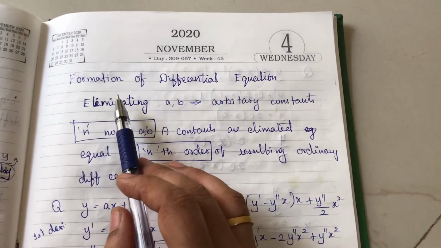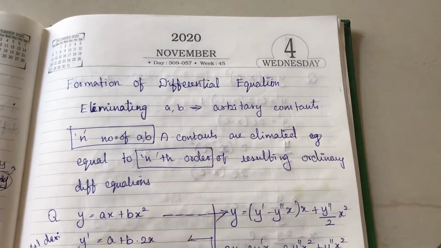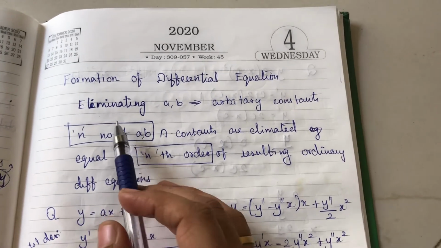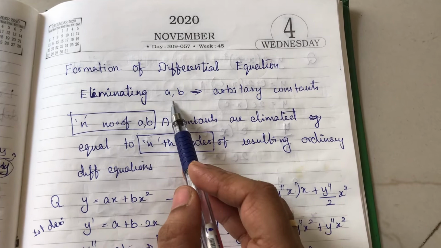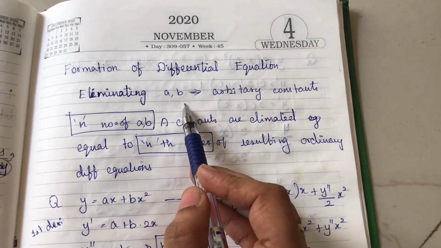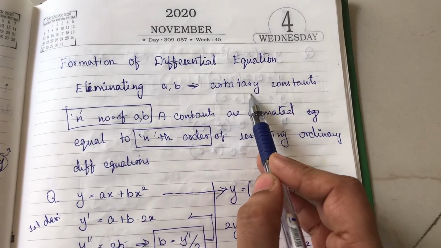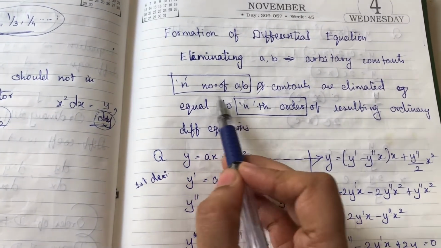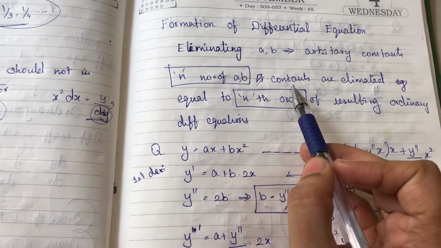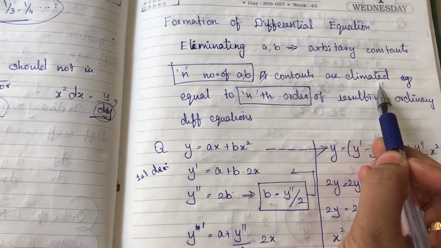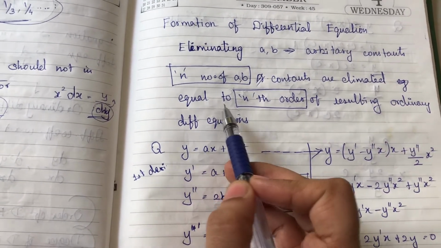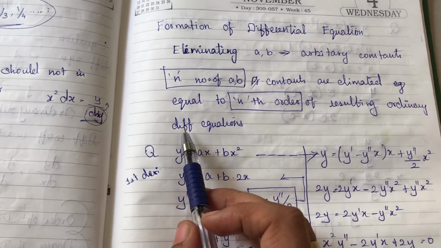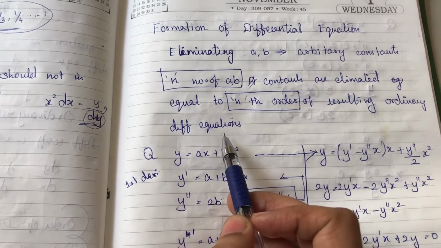How can we form the differential equation? By eliminating arbitrary constants. N number of arbitrary constants eliminated is equal to the nth order of the resulting ordinary differential equation.